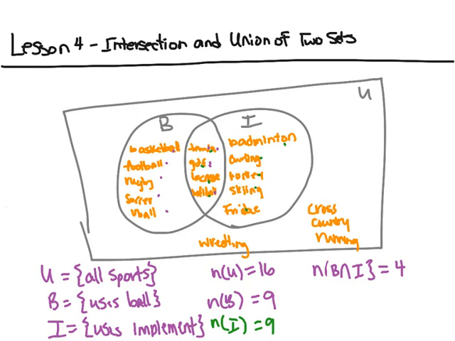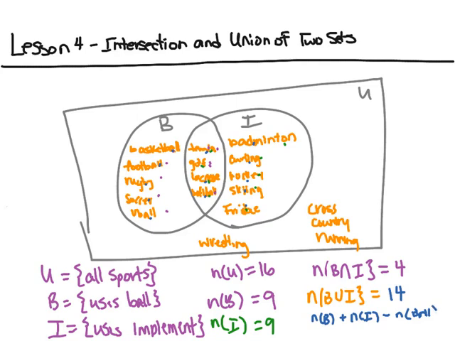If we were trying to find our union area, we want to find all of our terms in B and I. So we would just count each term once. So it's not the same as 9 plus 9. That doesn't help us. It's 1, 2, 3, 4, 5, 6, 7, 8, 9, 10, 11, 12, 13, 14. And the way that we remember this is we take the N of B plus the N of I, and we subtract N of B and I.